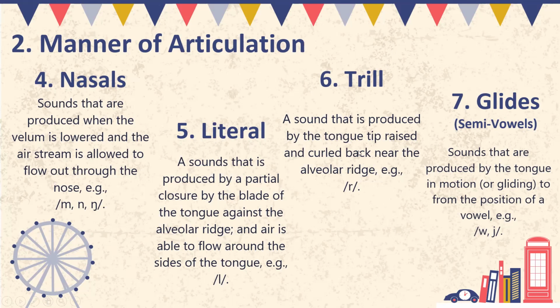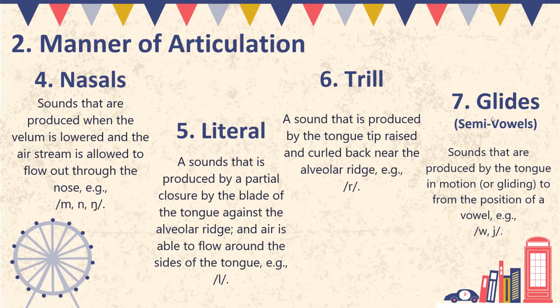The trill, okay, which is the letter R, a sound that is produced by the tongue tip, okay, raised and curled back. In Arabic, the letter R, how do we pronounce it? But in English, no, we don't pronounce it like that. So first, the sound, okay, the tongue tip raised and curled back. Okay, it doesn't touch the alveolar ridge. It doesn't touch the upper teeth ridge, no, it just goes up towards it and curls back. R directly without touching. Okay. This is the trill. We have only one sound, that is R.